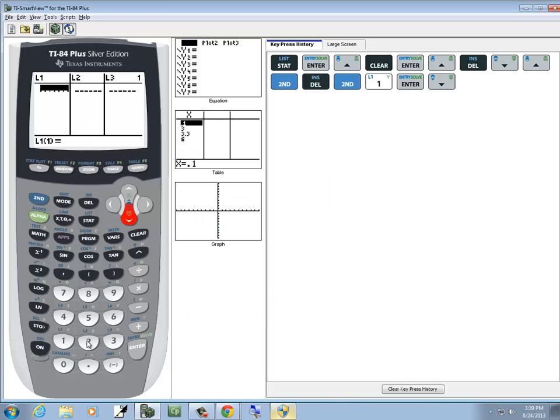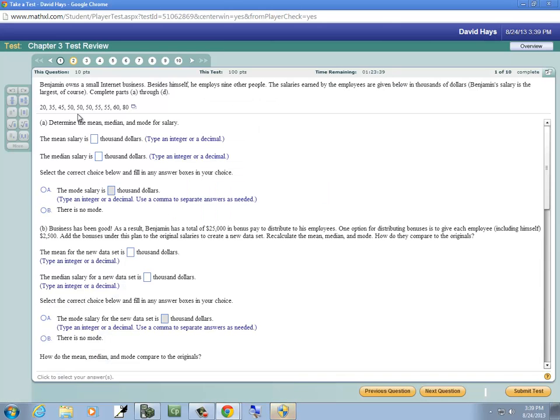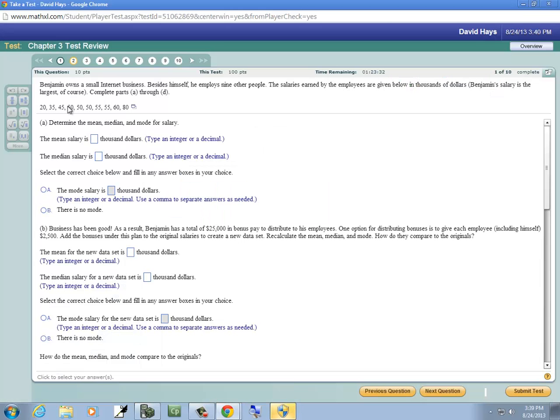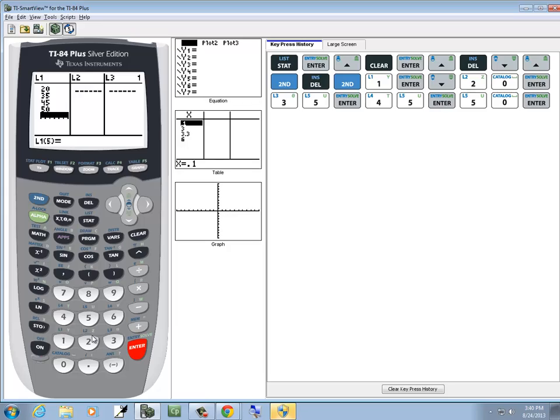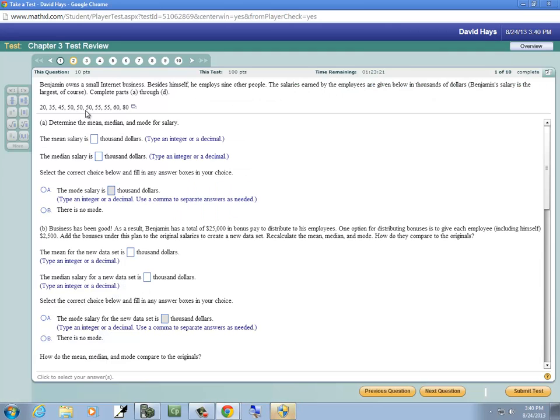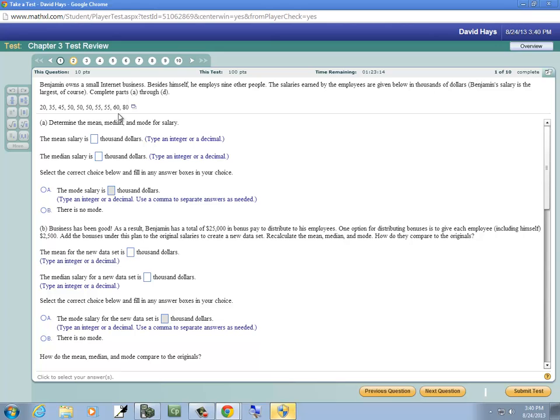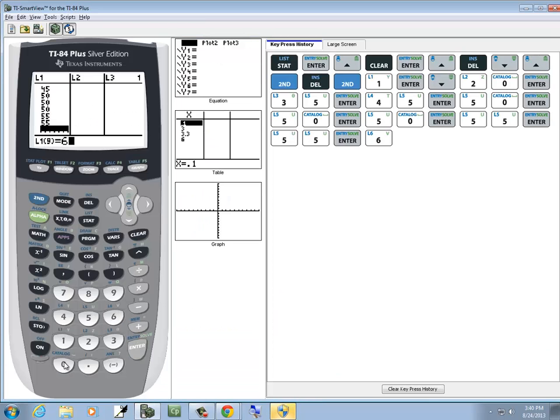Okay, we got 20, enter, 35, enter, 45, enter, 50, enter. I'm not very good at typing in numbers, so I make no guarantee I won't get a problem wrong on this test. 50, enter, 50, enter, but I think you get the idea, if nothing else, of how to do these. 2 55s, so 55, enter, 55, enter, 60 and 80. So 60, enter, 80, enter.